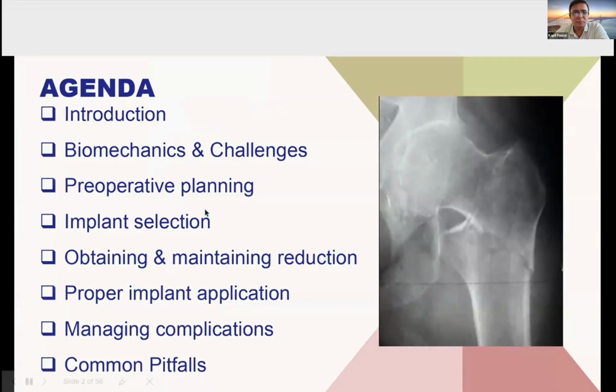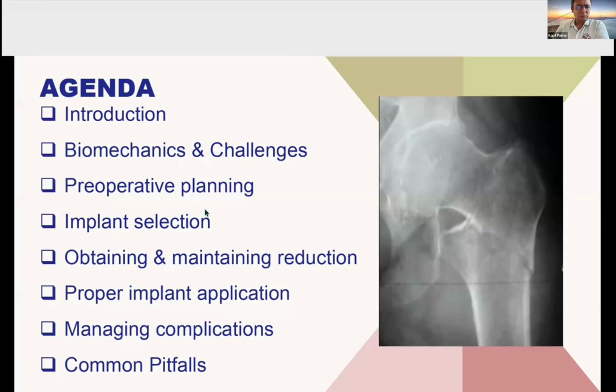So we'll be going through a presentation of reverse oblique fracture, with tips and tricks to reduce it. We will be going through the introduction, a little biomechanics about it, planning, which implant to select, how to get a reduction, and how to apply the implant properly, and the complications and managing them well.